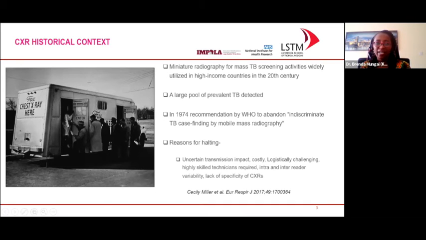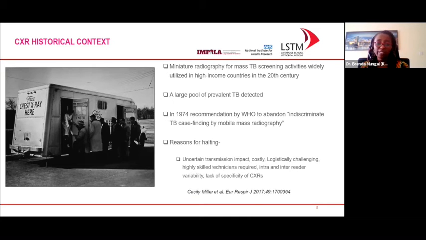So historically, as we know, miniature radiography was used for mass screening activities in the 20th century. And indeed, a large pool of prevalent TB was detected. However, in 1974, the recommendation by WHO was to abandon indiscriminate TB case finding by mobile radiography.